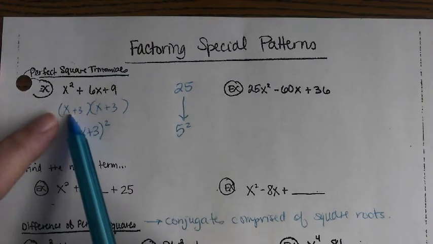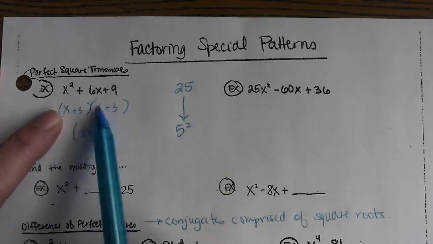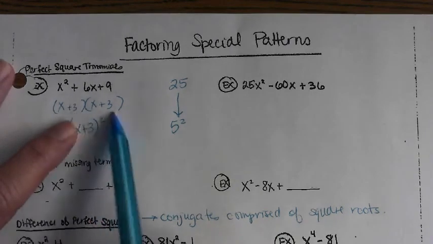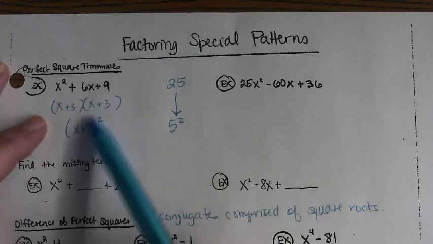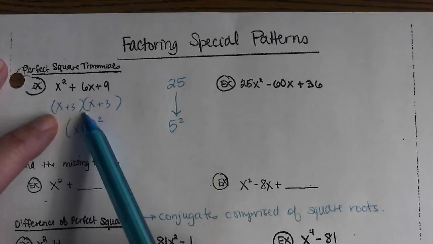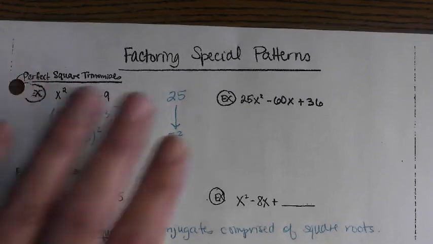Because think about what happens when you FOIL out something times itself. X times x, you'll always be multiplying something by itself. That's going to give you a perfect square. And on the last two terms, you're always multiplying something by itself. That'll give you a perfect square. Your outer is 3x. Your inner is going to be the same thing again. And that's why that middle term sort of doubles. Does that make sense?